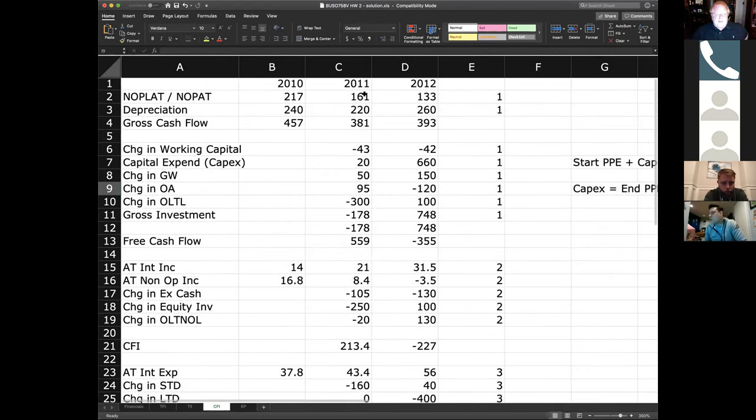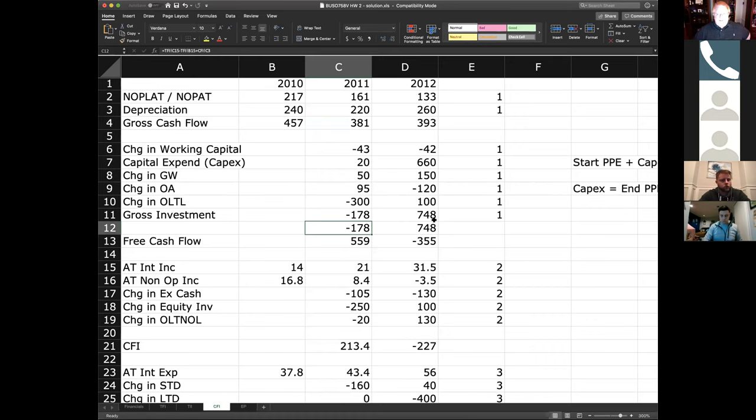But the point of the story is, in 2011, the company generated 381 of cash from the income statement, essentially disinvested from the balance sheet 178, and generated therefore free cash flow from operations of 559. And the reason it disinvested is because it freed up 43 million of working capital, only spent 20 on CapEx, only spent 50 on goodwill, and it increased its liabilities by 300. So essentially, this company funded these investments by not paying suppliers. And as a result of that, it had disinvestment last year of cash flow. That's kind of what you're setting up mechanically when you went through that statement.